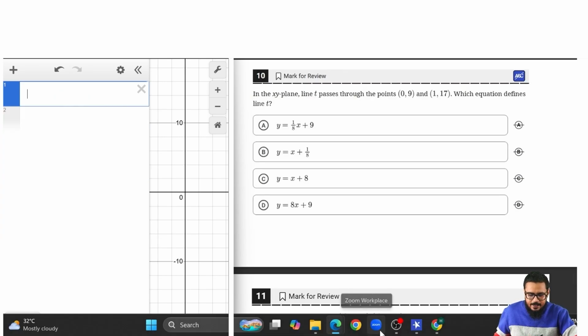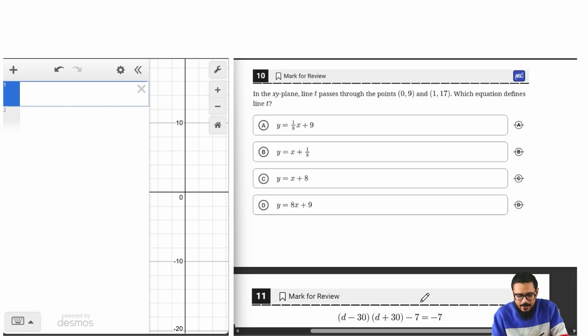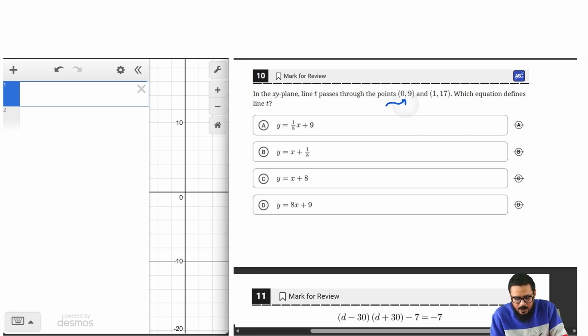So if the xy-plane line t passes through these points, 0, 9 and 1, 17. Now, this is not just a random point. This is actually a y-intercept. What are y-intercepts? Y-intercepts are all those values of y where the x value is always 0. You can see that your x is 0, so obviously your y-intercept should be 9. I can say that either answer option A or answer option D should be the right one. Answer options B and C cannot be right because I see the constant term at the end is 8, so the y-intercept is 1 over 8.